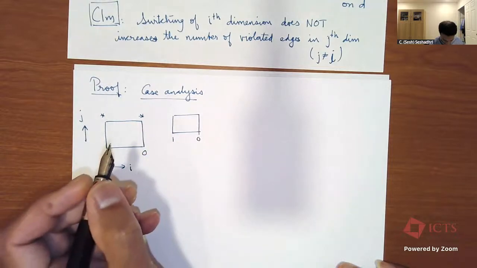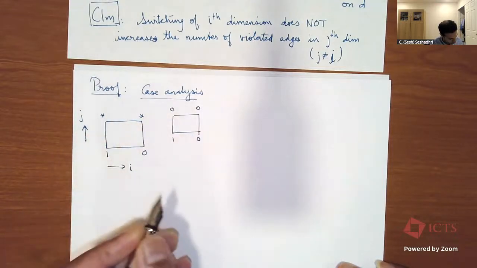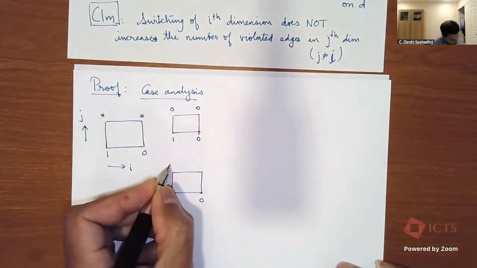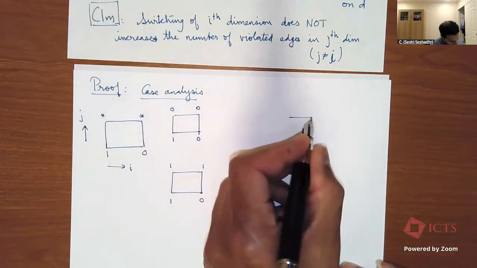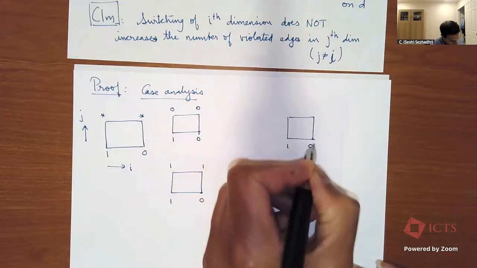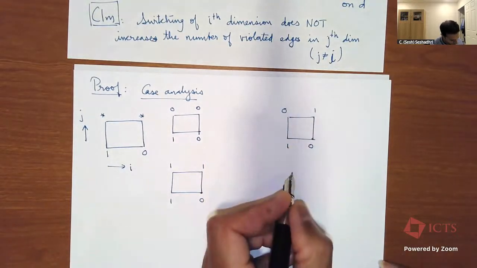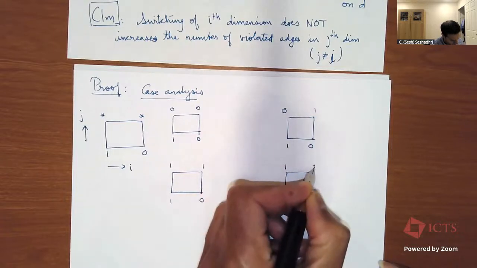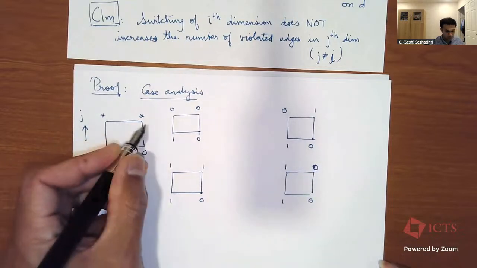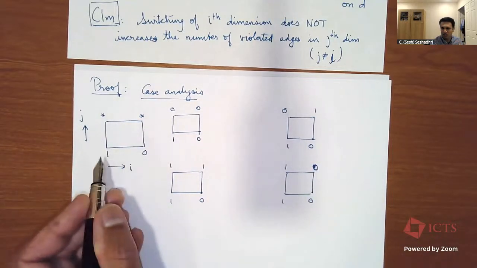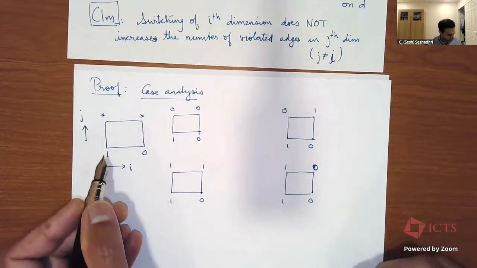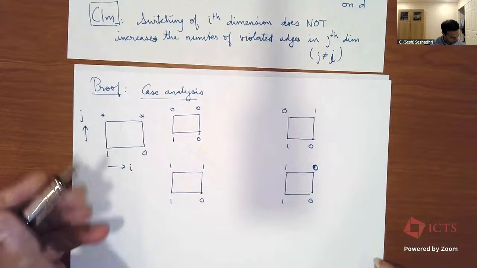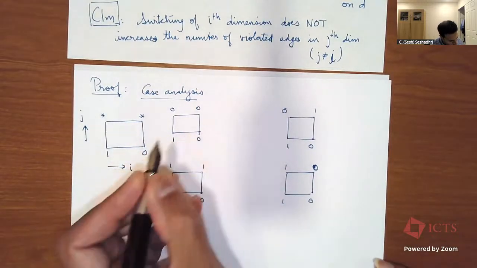I could have 1, 0, 0, 0. I could have 1, 0, 1, 1, 1, 0, 0, 1, and 1, 0, 1, 0. These are the function values here. I'm assuming that one of these edges is 1, 0 because there has to be some switching. If no switching happens in the square, then of course nothing will change in the dimension. So what happens when you do the switching over here?